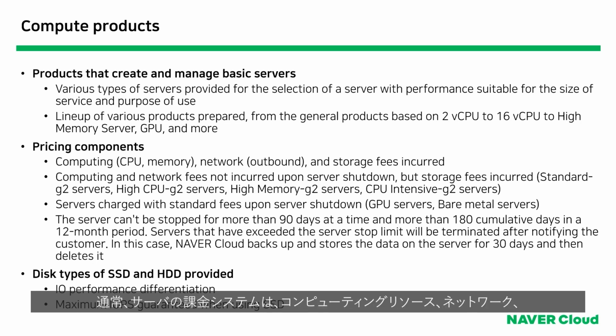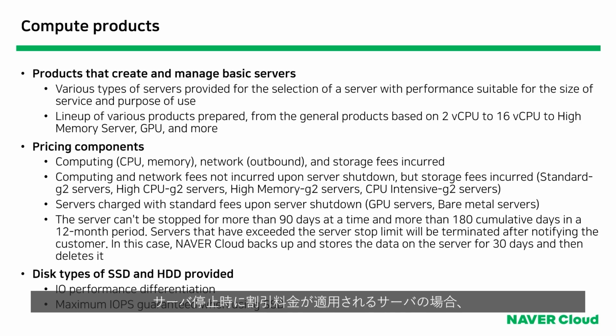Basically, the billing system for servers is calculated by adding up computing resource, network, and storage fees. When servers are stopped, only the fee for basic disk provided for operating system installation is charged for certain types of servers. However, normal fees are charged for GPU and bare metal servers, even if servers are terminated, so please note this when operating servers.